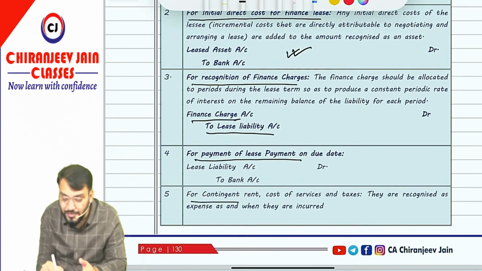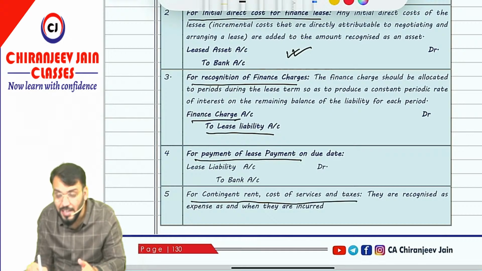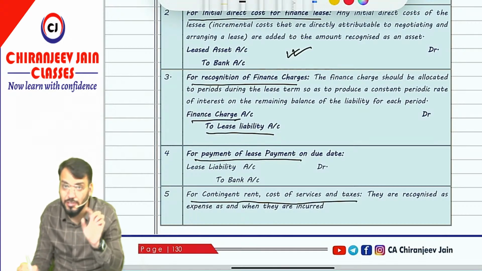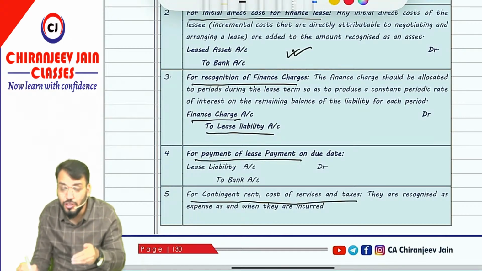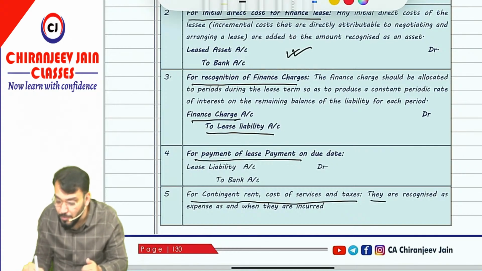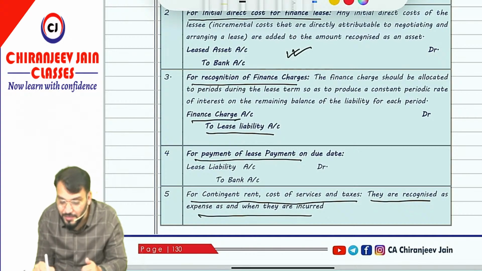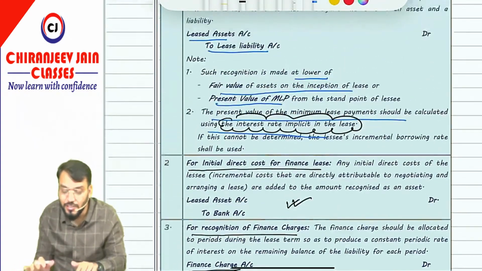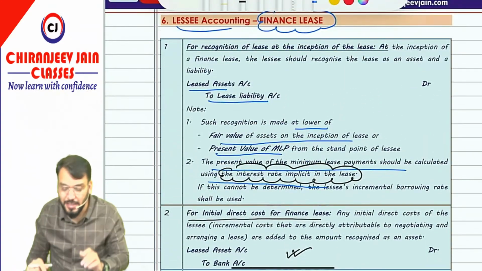Now for contingent rent or cost of service or taxes which are not included in lease payment, since these were not a part of lease payment, they will be recognized as an expense as and when they are incurred. This is the journal entry in the books of lessee. Understood? Let me take one question.